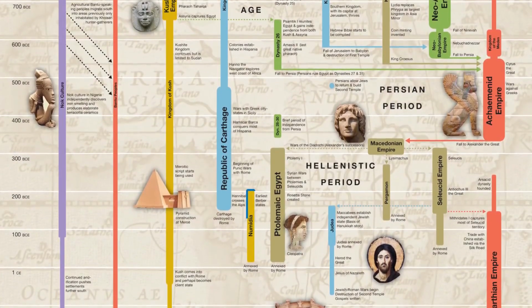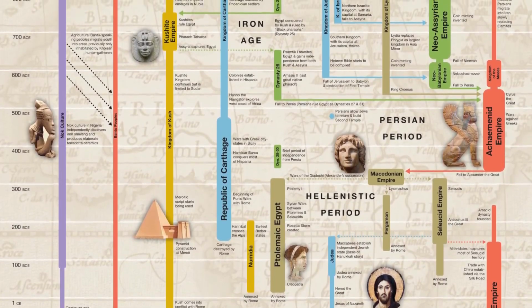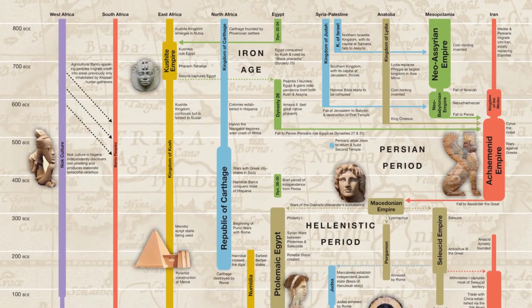All right, let's now move over to West and South Africa to see what was happening there in ancient times. In what is today Nigeria, there was a civilization known as the Nok culture. They independently discovered how to smelt iron around the same time as Europe and the Middle East. And they also made these really amazing sculptures out of terracotta. But the most important thing that happened in this part of Africa during these centuries was the Bantu migration, also known as the Bantu expansion.